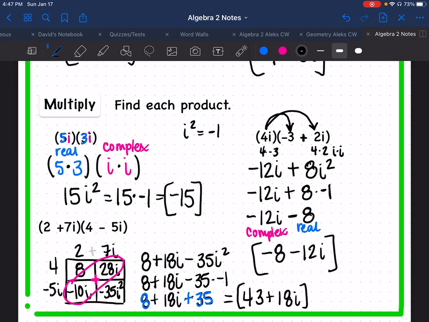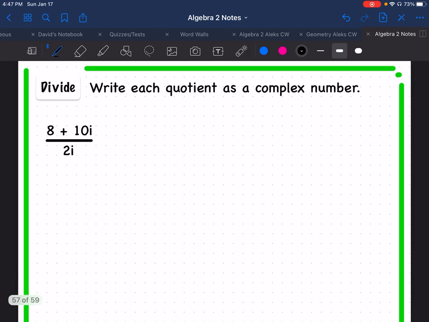All right, we've added, we've subtracted, we've multiplied. The next one is to go ahead and divide. So let's write each quotient, which is my dividing, as a complex number. What I don't like about this problem is that I have the complex variable i in the bottom of my fraction and in the bottom of my division, and I don't want that. So to get rid of it, I'm going to multiply by a fraction. I want to get rid of the 2i.